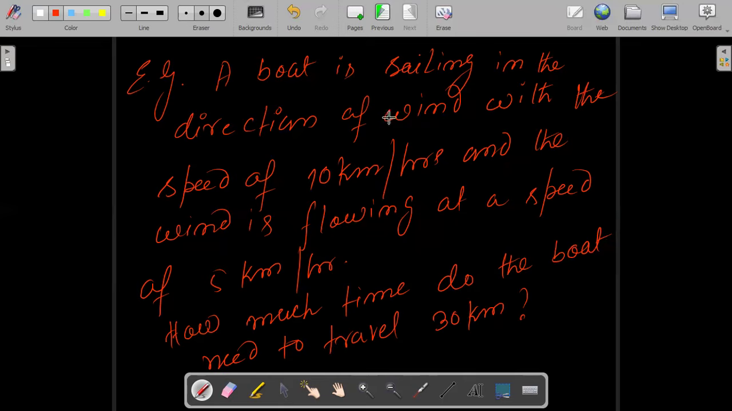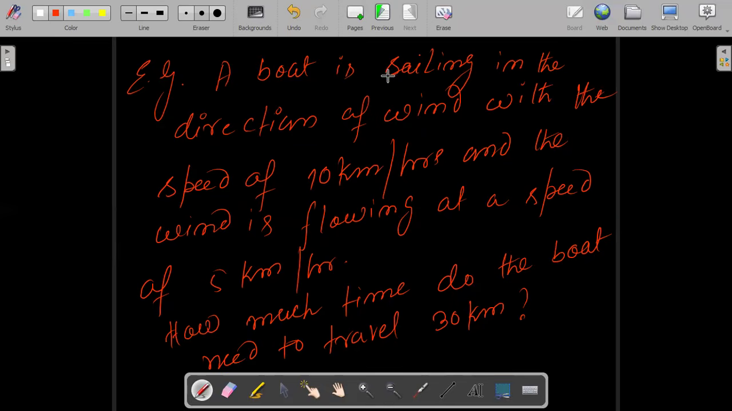A boat is sailing in the direction of wind with the speed of 10 kilometer per hour and the wind is flowing at a speed of 5 kilometer per hour. How much time does the boat need to travel 30 kilometers?